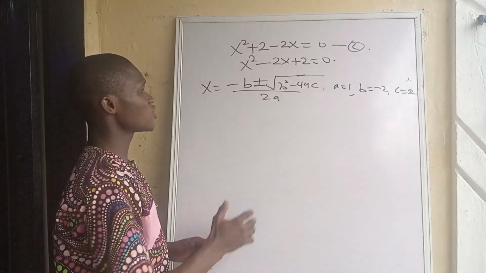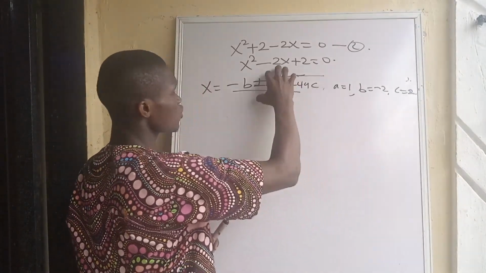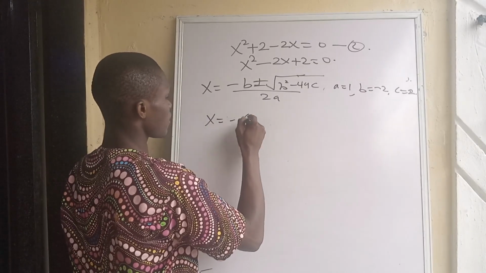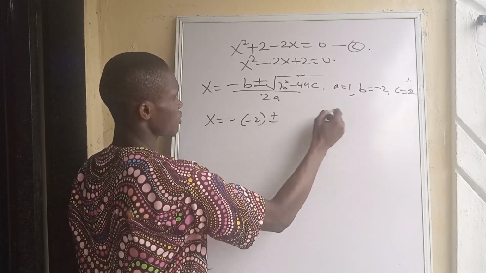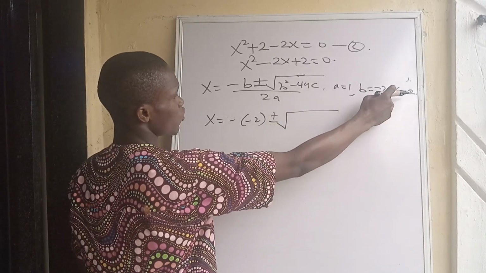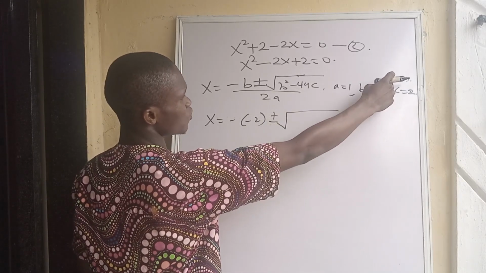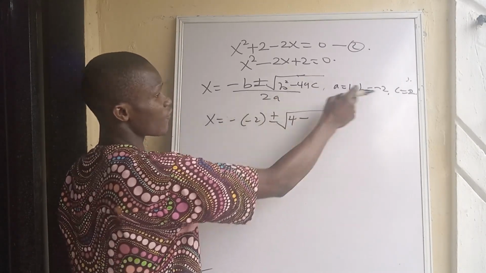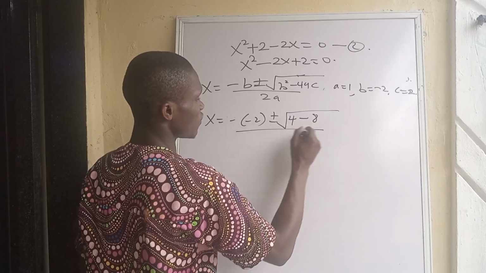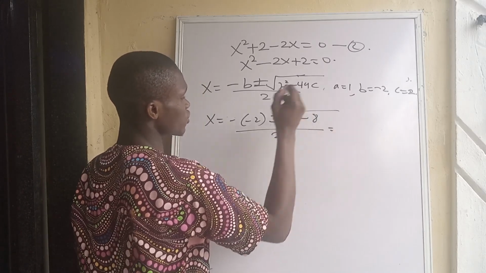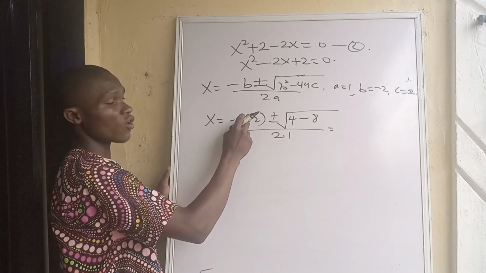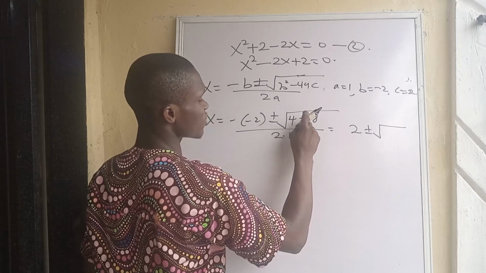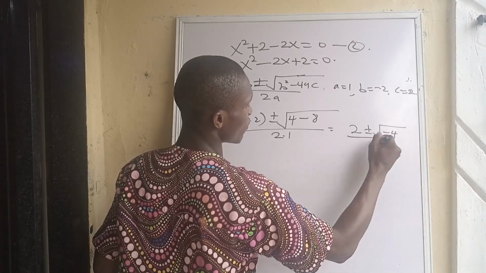Having done this, we plug the values into the formula. So x is equal to minus b, which is minus of minus 2, plus or minus the square root of minus 2 to the power of 2, which gives us 4, minus 4 times 1 times 2, which gives us 8, all over 2 times 1. Rewriting this, we have 2 plus or minus the square root of 4 minus 8, which gives us minus 4, all over 2.